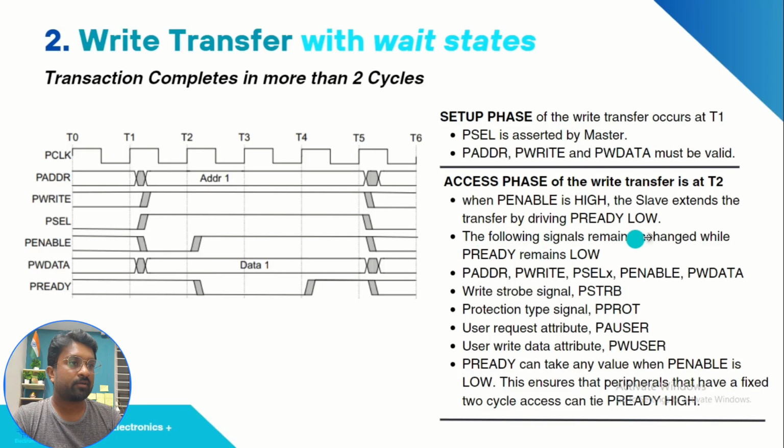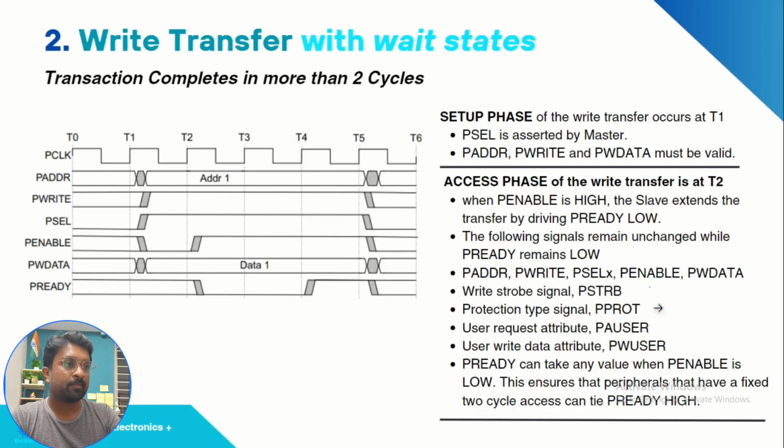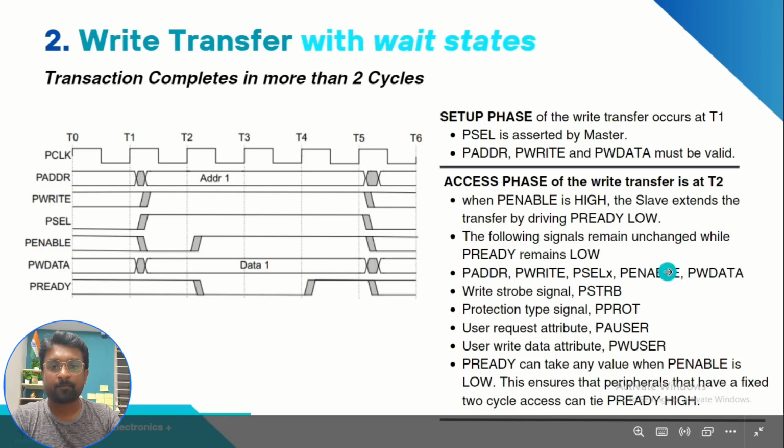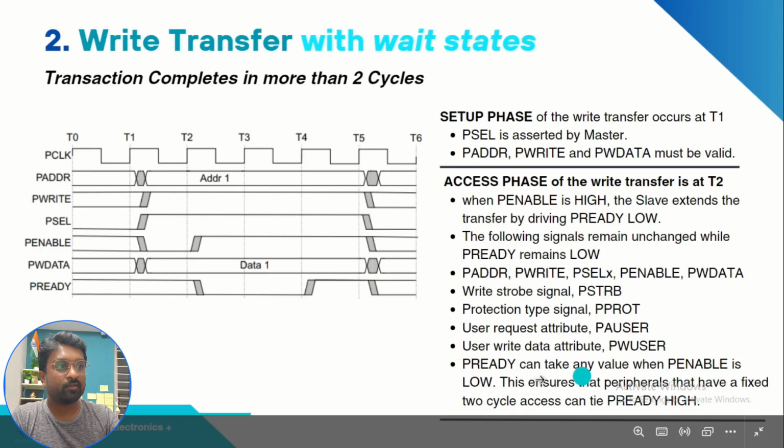But the condition is that the following signals remain unchanged while PREADY remains low. Which are those signals? PADDR should be the same, PWRITE should be the same, PSEL should be the same, PENABLE should not vary, PWDATA should not vary. There are also other signals which I have not discussed in this lecture, that is the PSTRB signal, PPROT signal, PAUSER request attribute, as well as write data attribute. These are not so important at the earlier stage. We can discuss these in the next stages, but in this video I am not covering these. But the thing is that we need to keep all these signals, including address and data, stable while the slave is inserting a wait state.